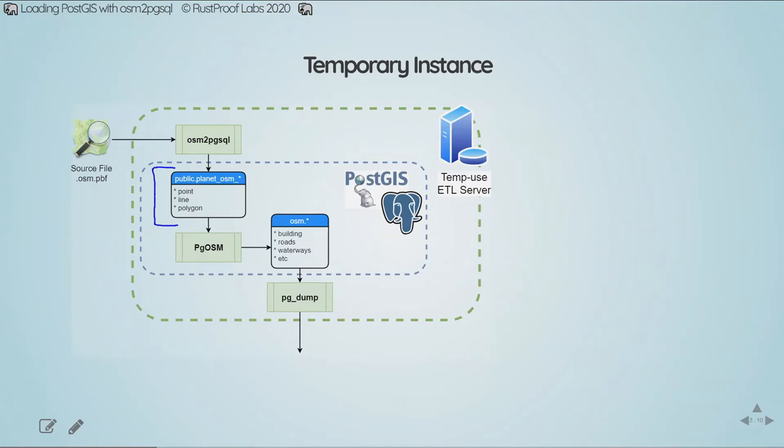And then I use pg_dump to get the data out. Because remember, I'm using a temporary instance. This thing isn't going to live beyond the processing of it. So I have to get the data out to load into other servers. But once I have it out, I can take it and put it into a dev server, QA servers, prod servers as needed.